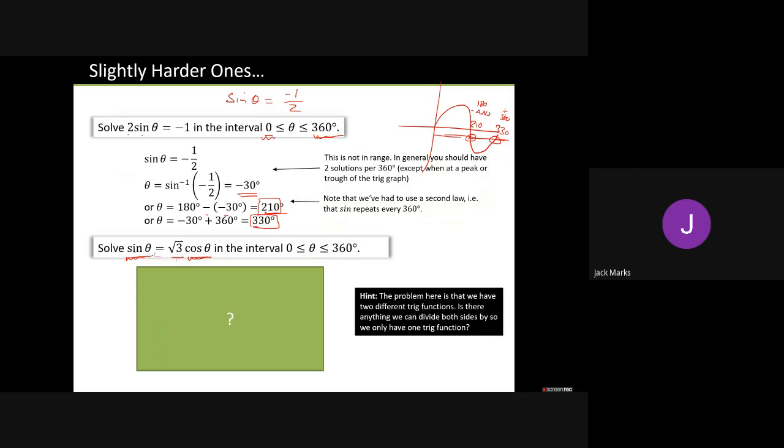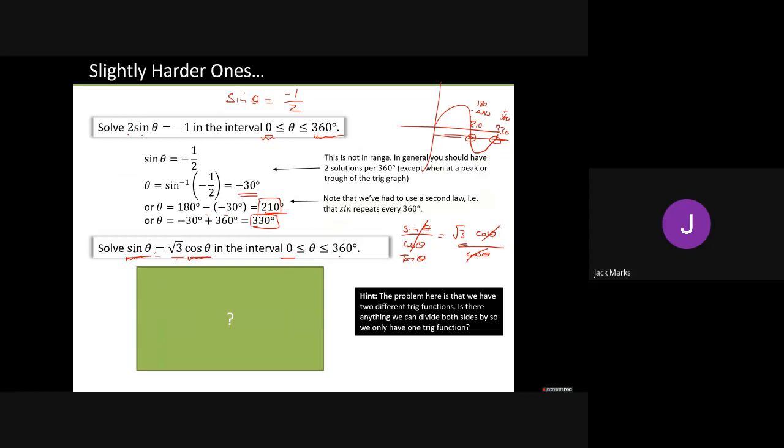But if we divide both sides by, let's say, cos, what would we get? On the left-hand side, we would get sine theta over cos theta. Then we would be equal to root 3 cos theta over cos theta. Sine theta over cos theta, well, that is tan. So tan theta equals root 3. Again, if you know your exact values, you're more likely to spot that. So we do tan to the minus 1, which is the inverse tan of root 3.